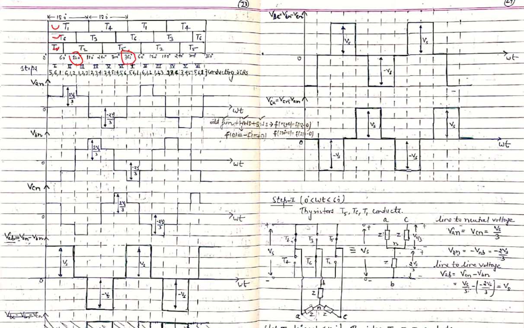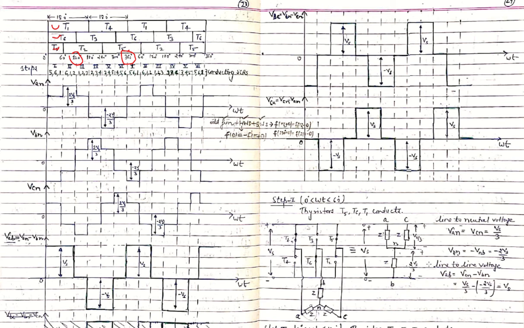We will find these, and now we will find the line to line voltage. How will we obtain the line to line voltage? That is Vab, that is Van minus Vbn. So put in Van equals Vs by 3 and Vbn equals minus 2 Vs by 3. If we subtract minus 2 Vs by 3 from Vs by 3, then it is Vs. So up to 60 degrees we have these values of the phase voltages Van, Vbn, Vcn, and the line voltage has a value of Vs.